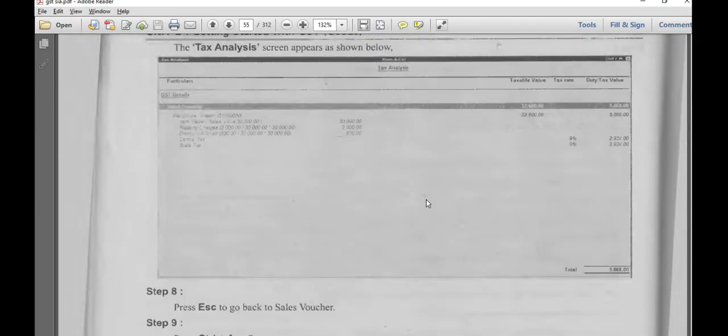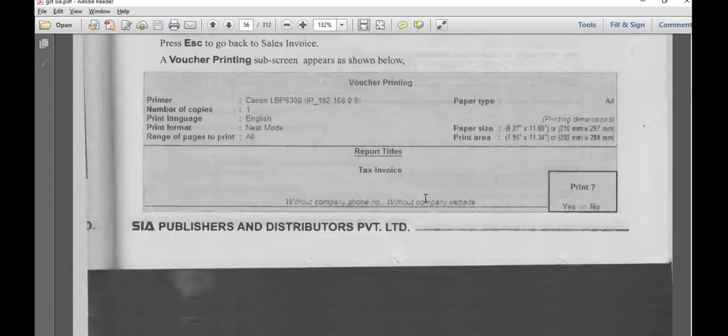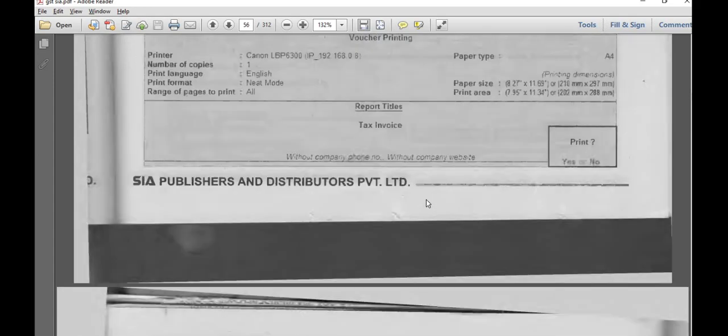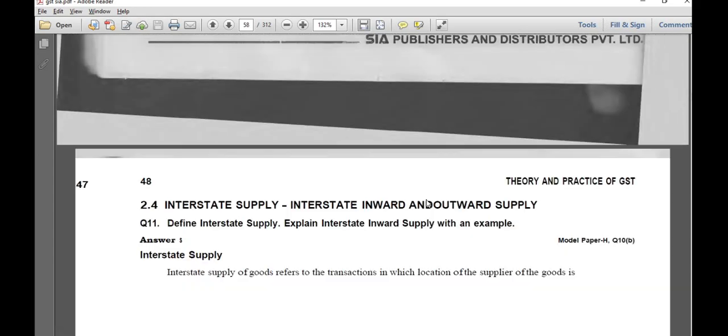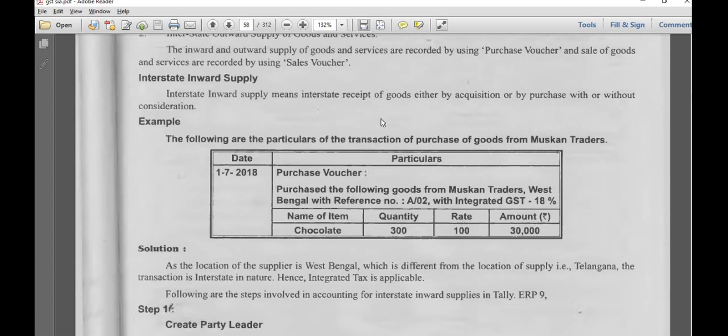So it is done. Next, these are the printings. These are not coming in my laptop. I have to check it out once. So already we have seen interstate inward and outward. Already we have seen a purchase transaction with a different state. So we'll see this one more time.